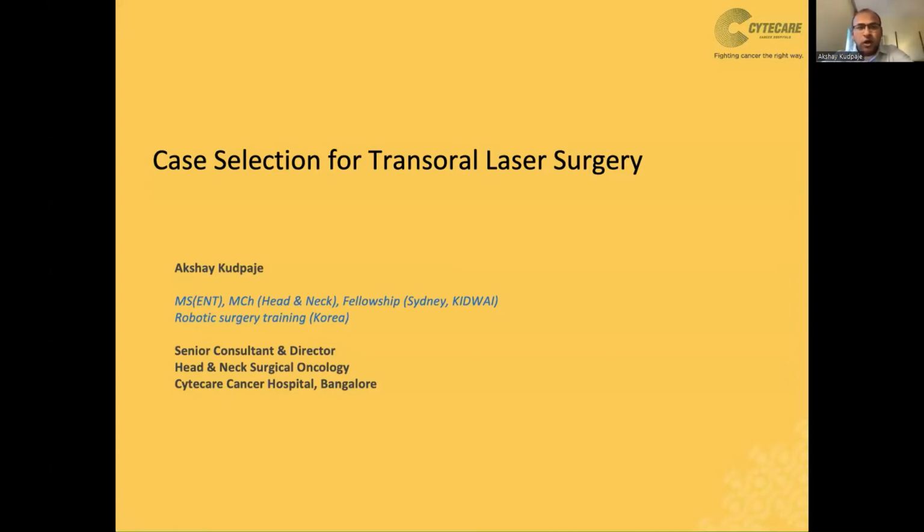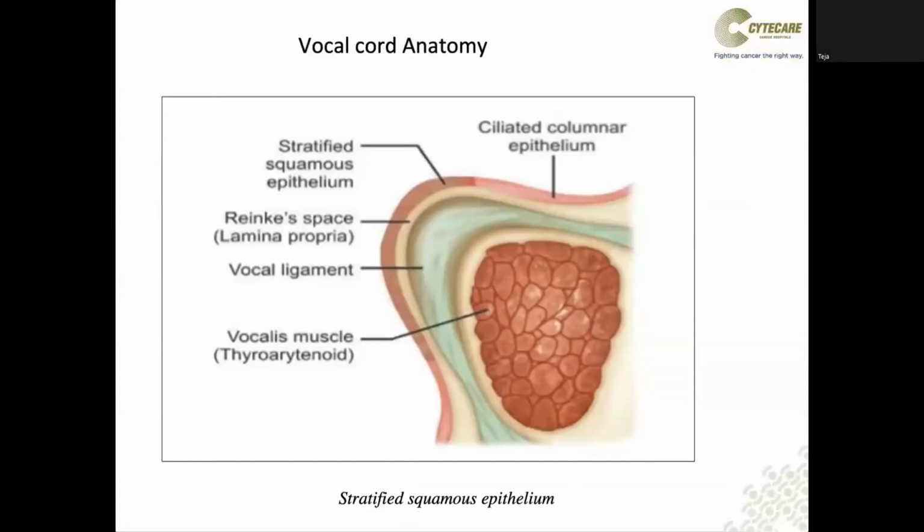I've been asked to talk about case selection for transoral laser surgery in early glottic cancers. The vocal cord, as we all know, is a very unique site and functionally very important as well. It is lined by a stratified squamous epithelium, and the most common pathology in this region is squamous cell carcinoma. Anatomically, it's a very layered structure, with each layer acting as a barrier for tumor spread.